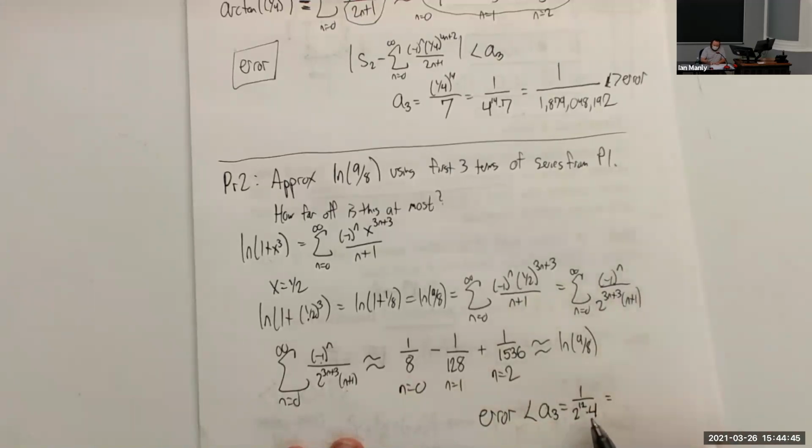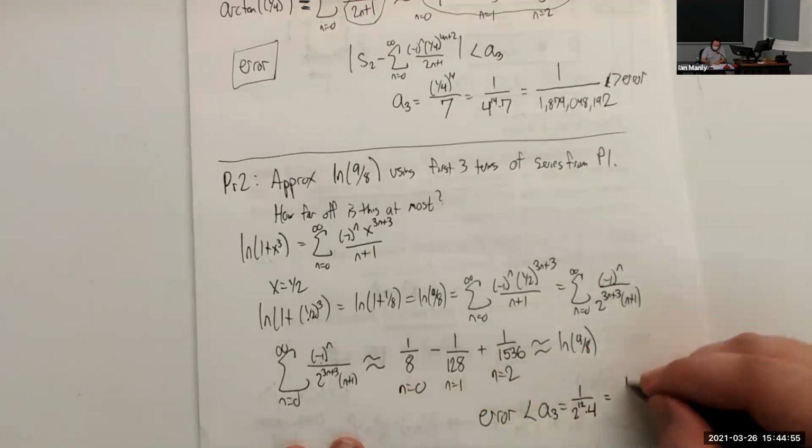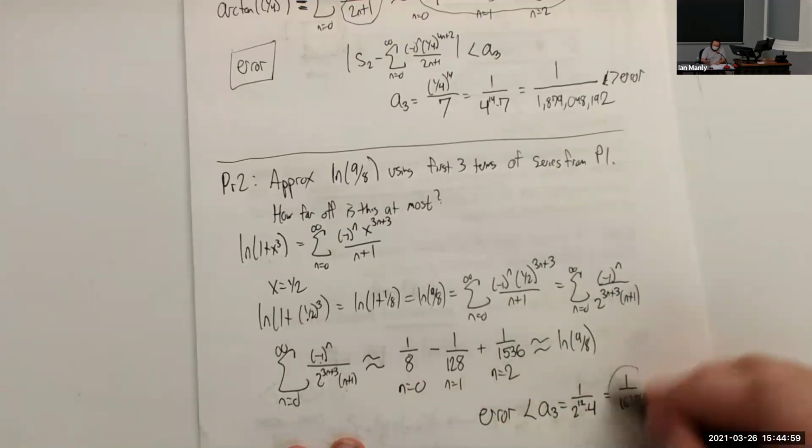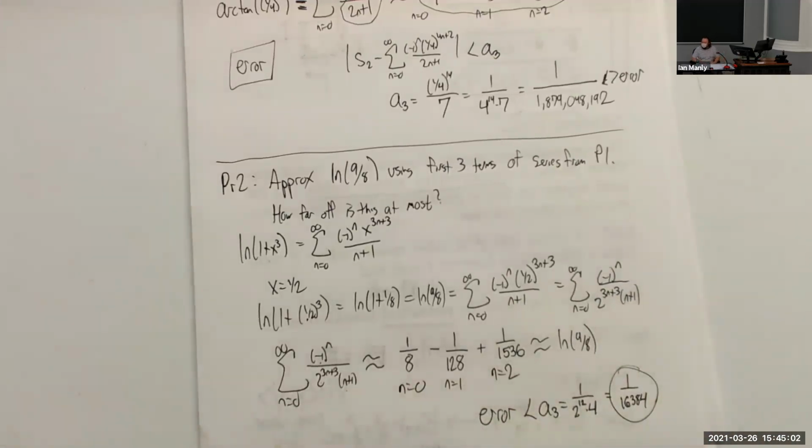All right, let's see if I know my powers of 2. 1024, 2048, 4096, 16,384. So our answer is no further off than that right here. So about 4 or 5 decimal places with only adding up 3 terms right here.